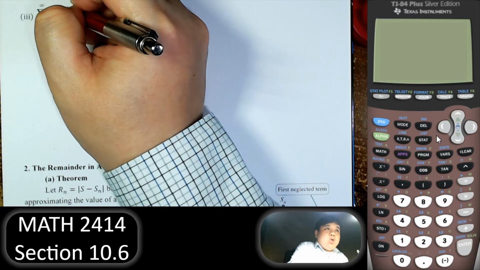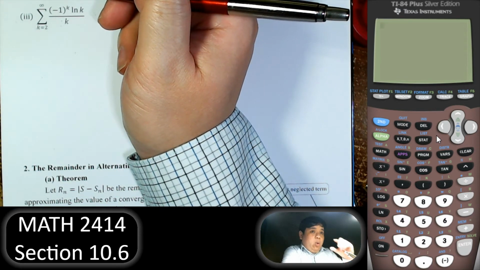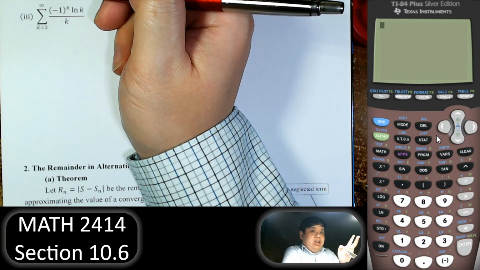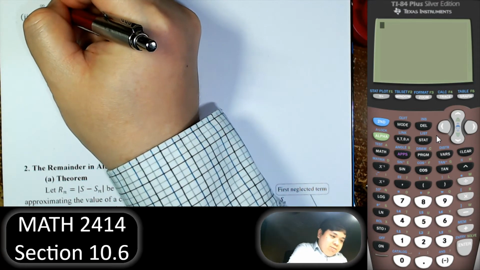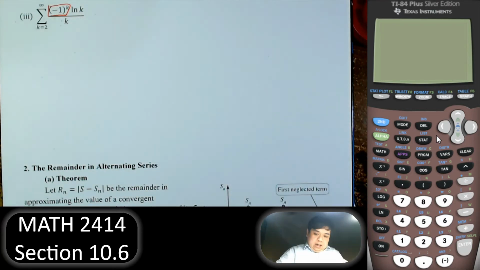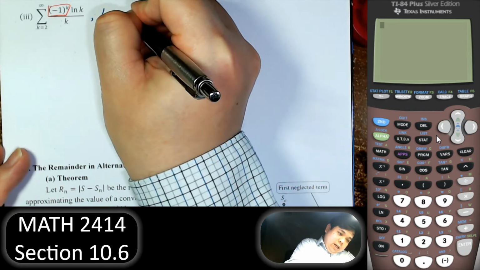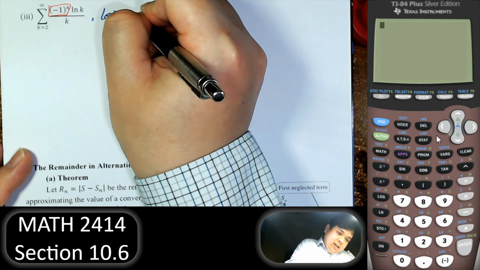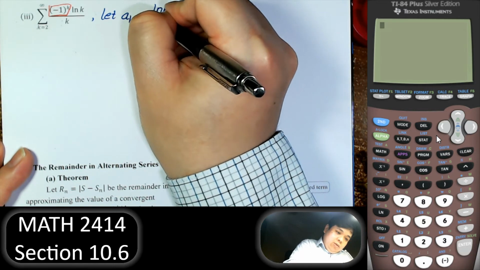And here we have plus 1 or minus 1, it doesn't matter. What matters is the negative 1 raised to some power, where it's changing between even and odd, positive and negative, positive and negative. So we take this away. So in that case, let a of k be ln of k over k.